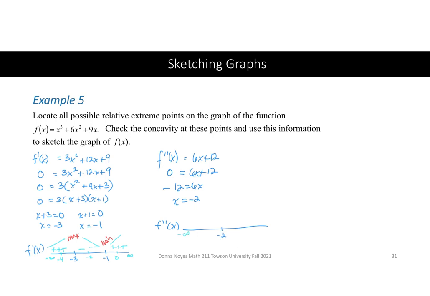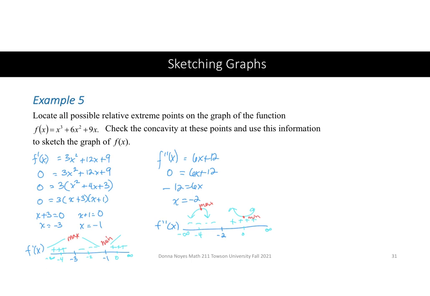So once again, we need to plot some values around it. Something less than negative 2. Let's go with maybe negative 4. So 6 times negative 4 is negative 24, plus 12 is still negative. So we end up with a concave down. If we plugged in something greater than negative 2, like say 0, we get 12. So positive and concave up. This matches with what we thought because this implies a maximum and this implies a minimum, which is exactly what we found based on our increasing and decreasing.